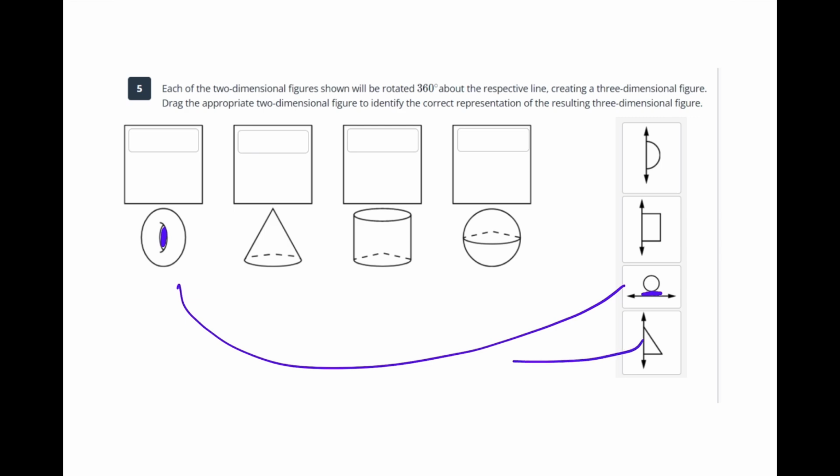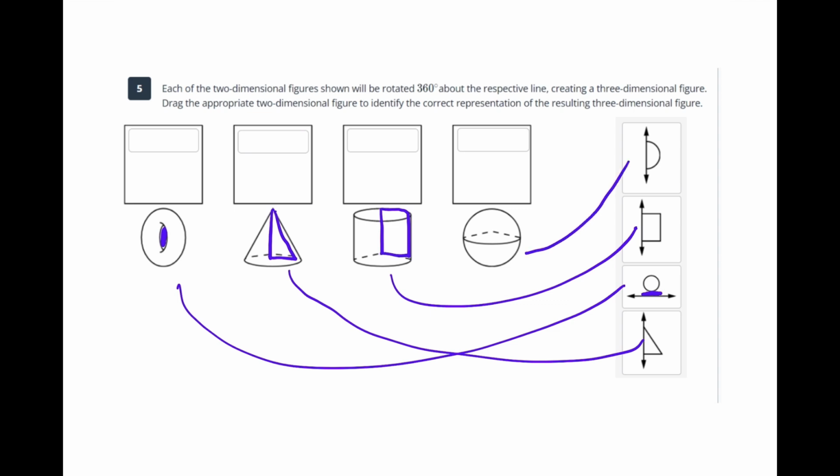The triangle makes the cone. Here's your triangle. The rectangle makes this. So there's a rectangle and it makes your cylinder, and then your semicircle makes your sphere, because there's your semicircle.